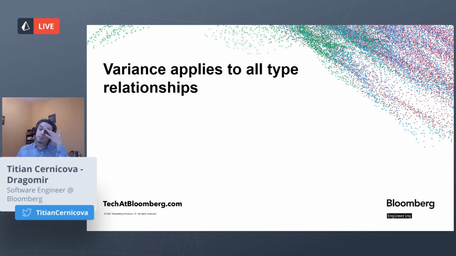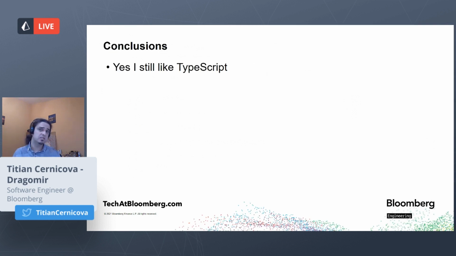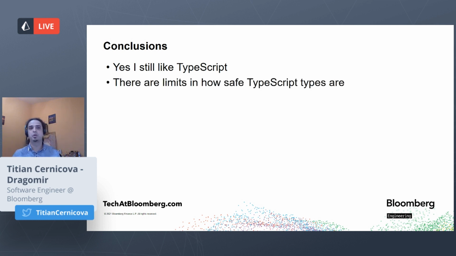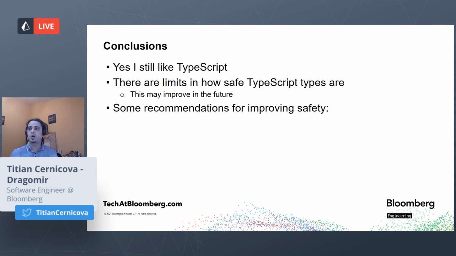And a lot of the time, variance is at the root cause, and the way TypeScript deals with variance is at the root cause of it. So some conclusions. Yes, I still actually like TypeScript. I know I've been sort of pointing out some of its flaws, but I think that's also important. We have to know what the limits of type safety are in TypeScript and know where we're about to fall off the edge with something. This may improve in the future. Who knows? Maybe in 2 years, most of this talk is going to be obsolete. I hope so. But for now, here are some recommendations to make sure that you don't fall off the edge with regard to type safety.